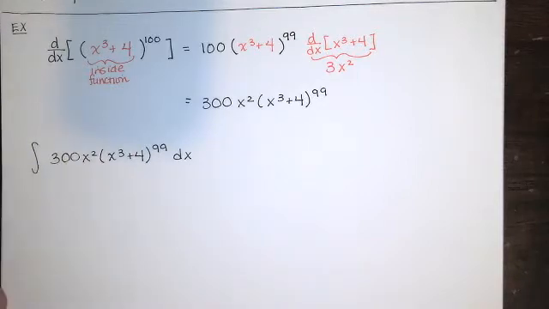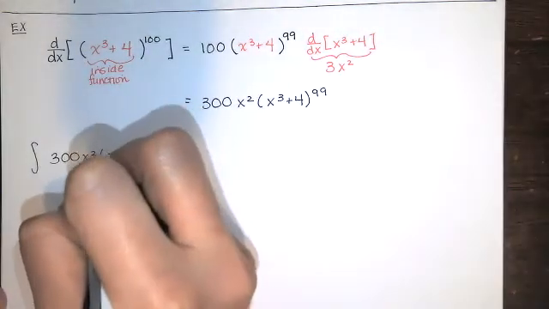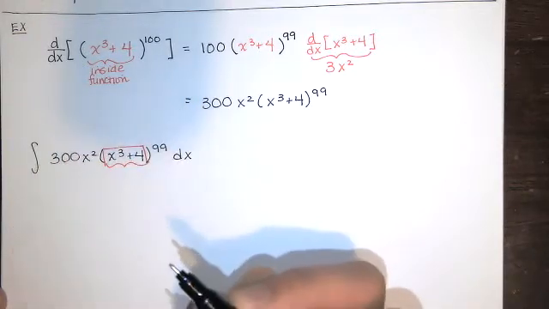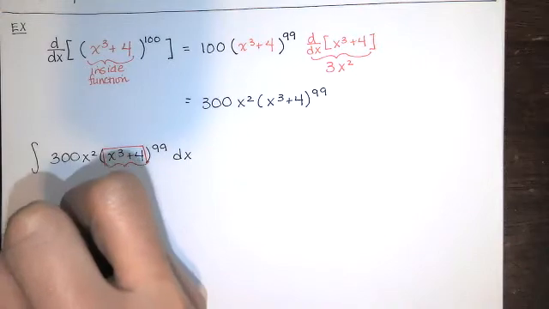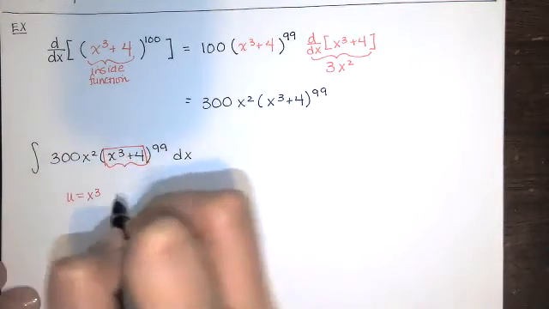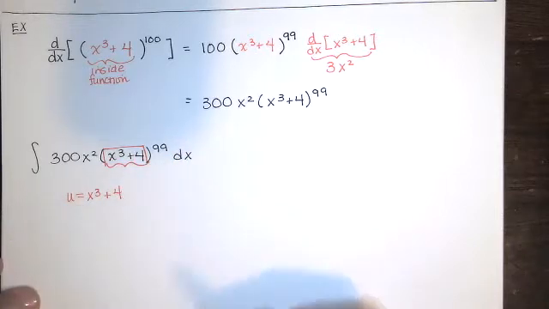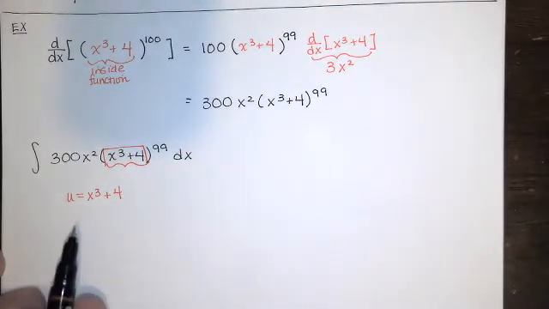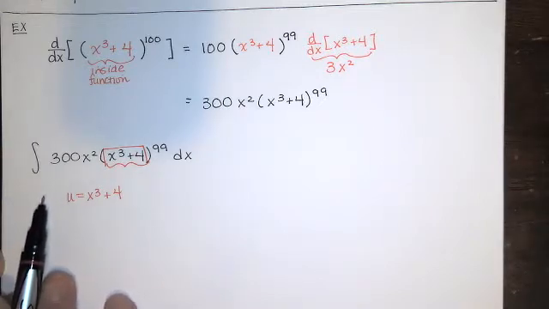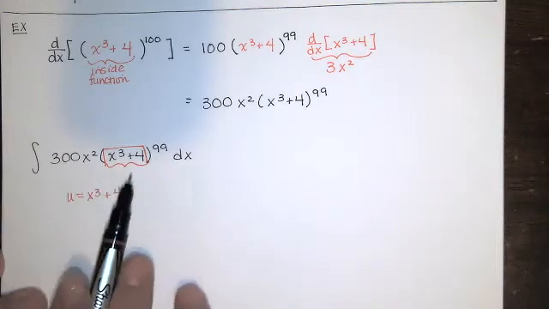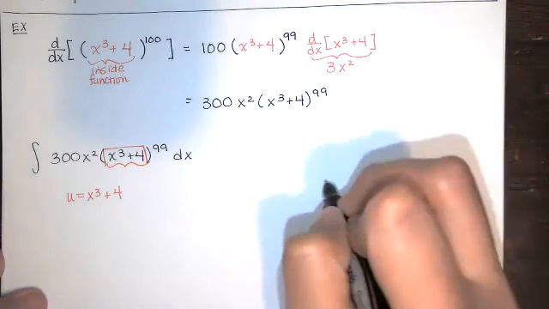And so I look at this and I see this might be a good candidate for u substitution, because I've got an inside function right here. This is a potential candidate for u. So I'll write that down. I'll say, let's let u equal x cubed plus 4. And then in order to see if this will work, I need to take the differential of u. So I'm going to compute du. So I first identify my inside function.